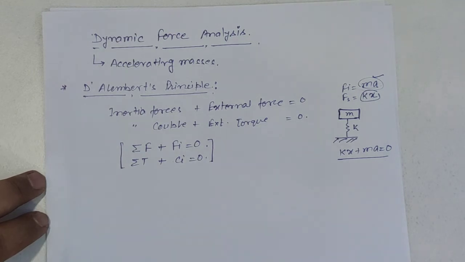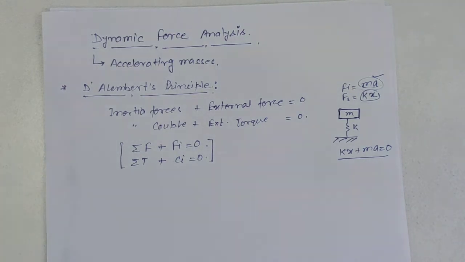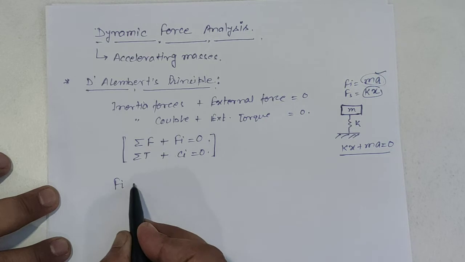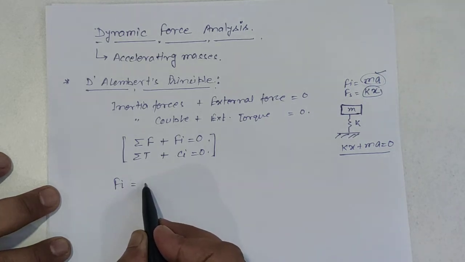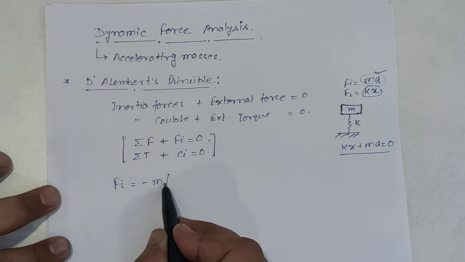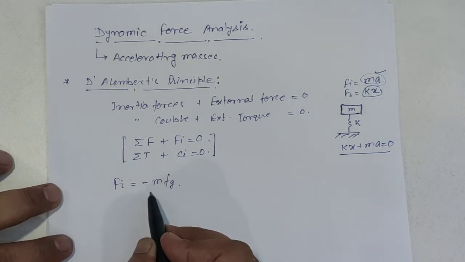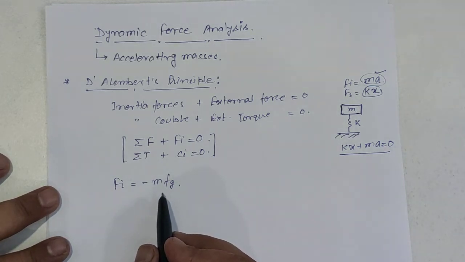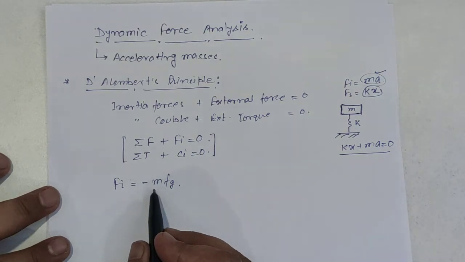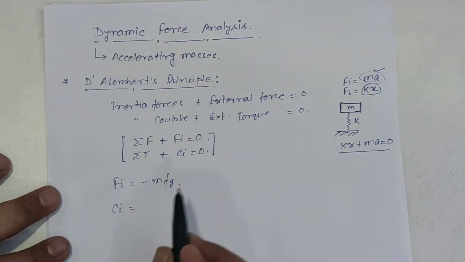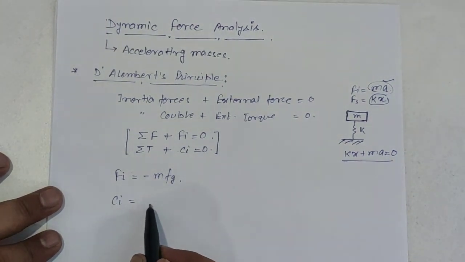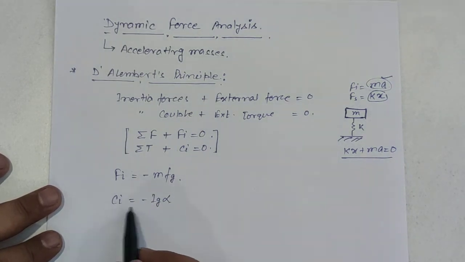Inertia is a property of matter by virtue of which a body resists any change in its velocity. So for the simple case we can write the inertial force Fi equal to minus m into ag, where ag is the acceleration of the center of mass of the body, and m is the mass of the body. In the same way we can calculate Ci, the inertial torque, which is equal to minus Ig into alpha.